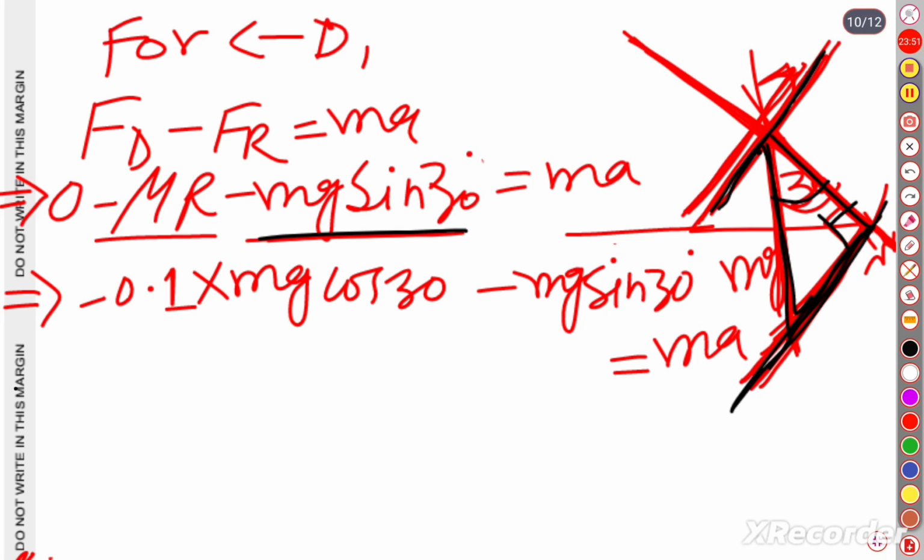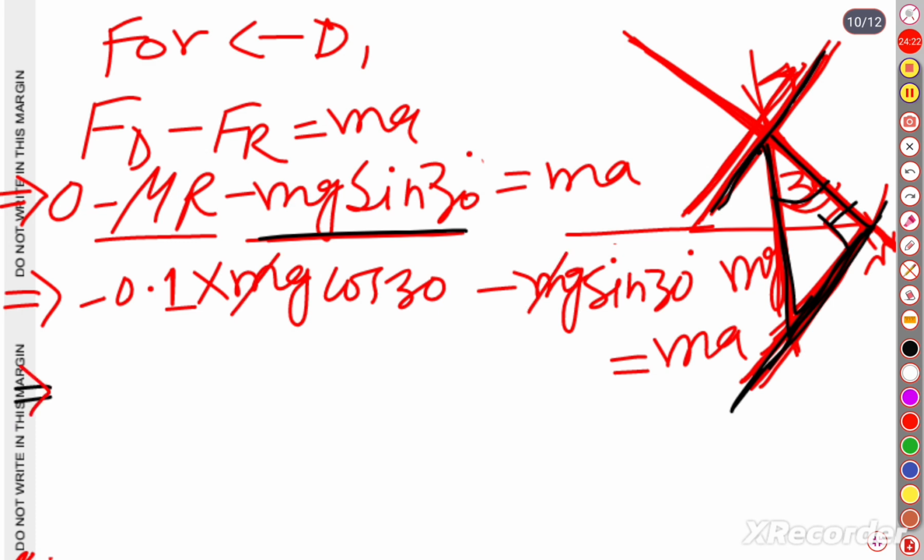Well, so let us calculate. Let me change the ink. The ink is supposed to be red. Well, so m is very common in every case, so m can be cancelled. It is negative 0.1.